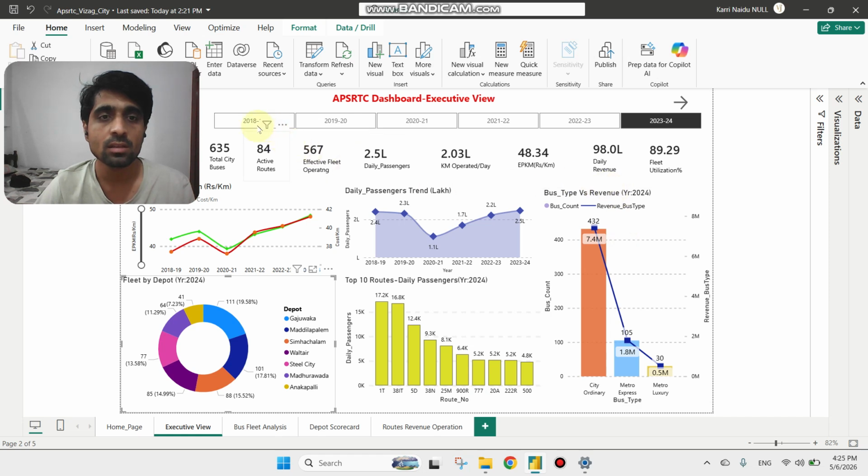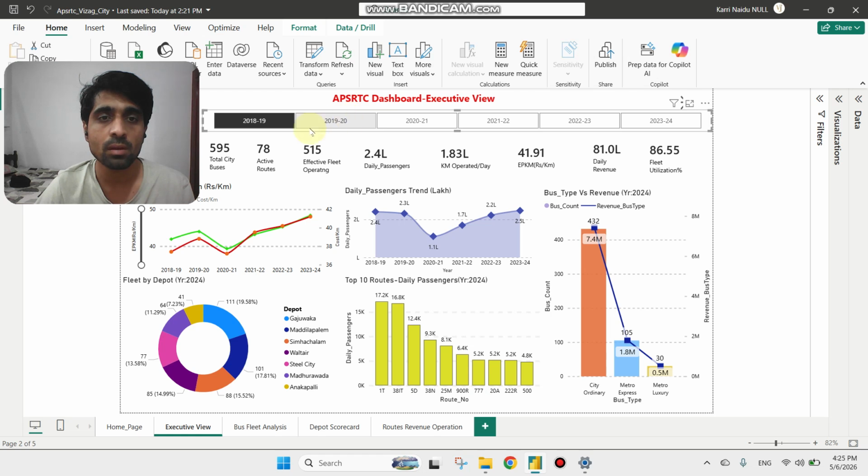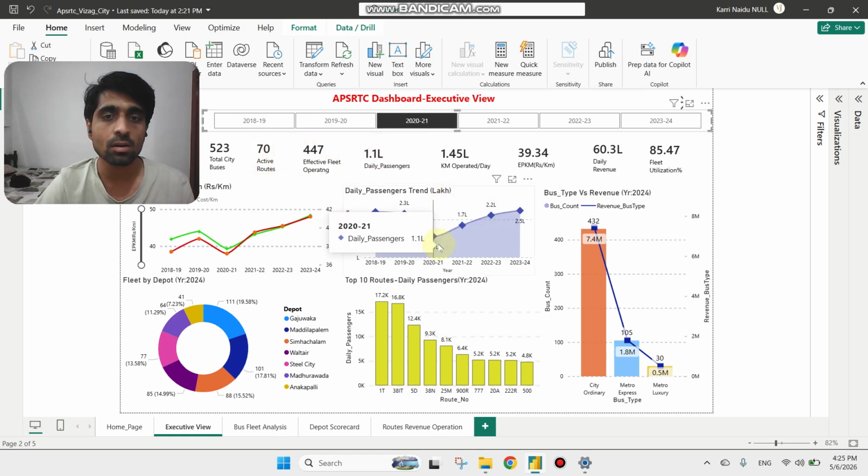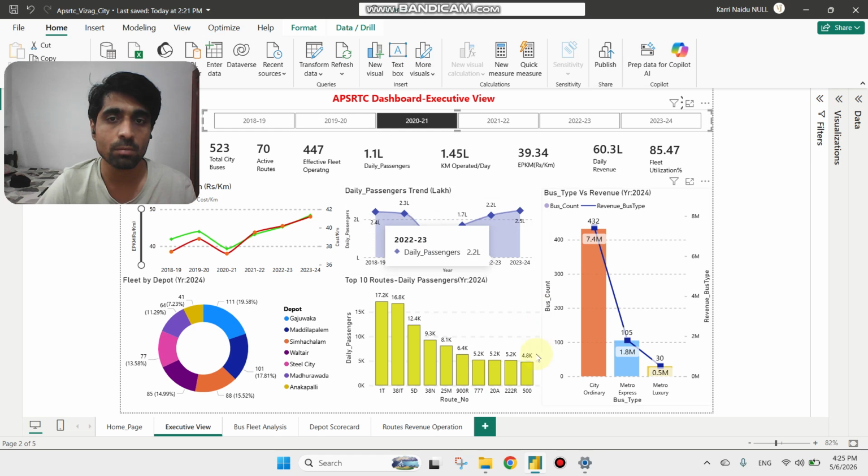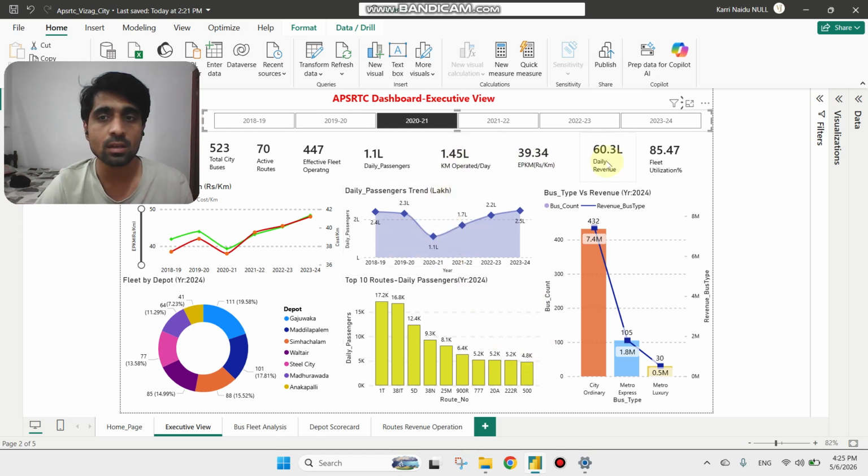Also we can see the total city buses and the active routes from 2018. The number of buses and the routes has been increasing. The number of buses is 595, 78, and the effective fleet operating is 515. In 2019-20 it increased to 577. In 2021 it decreased. The reason is we know, COVID-19. So the total number of passengers has also decreased to 1.1 lakh, the kilometers operated also decreased, and earning per kilometer and the revenue, everything decreased in 2021, whereas it bounced back in 22.